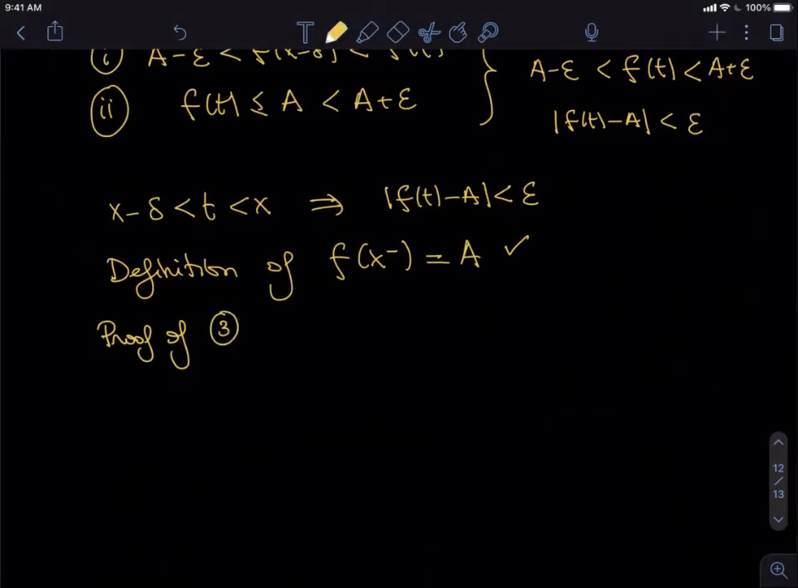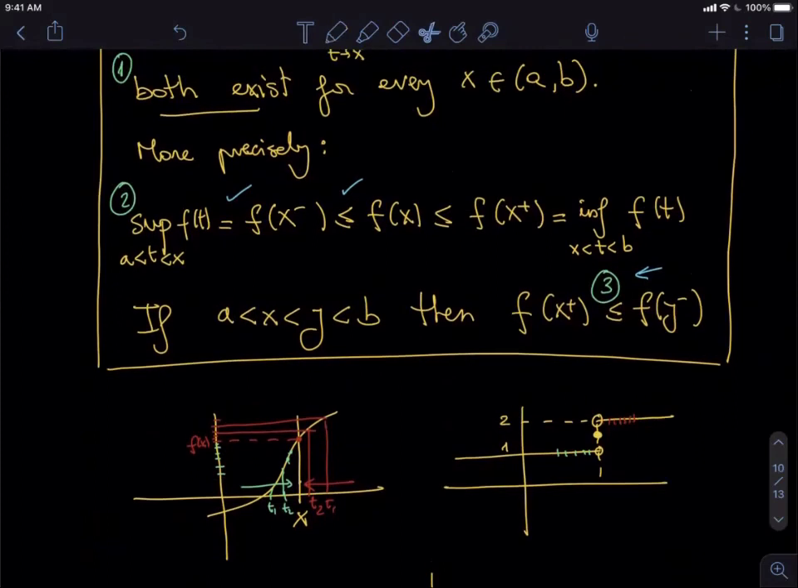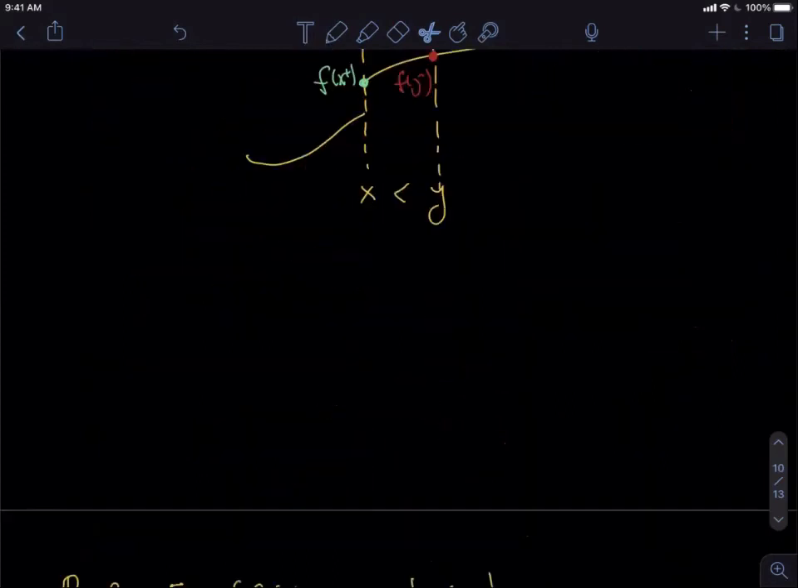Now for this one, we just take x and y as in the statement. Two numbers, x less than y, that are in the domain AB. And then we are going to apply the identity, the inequalities we just proved. So let me copy paste.